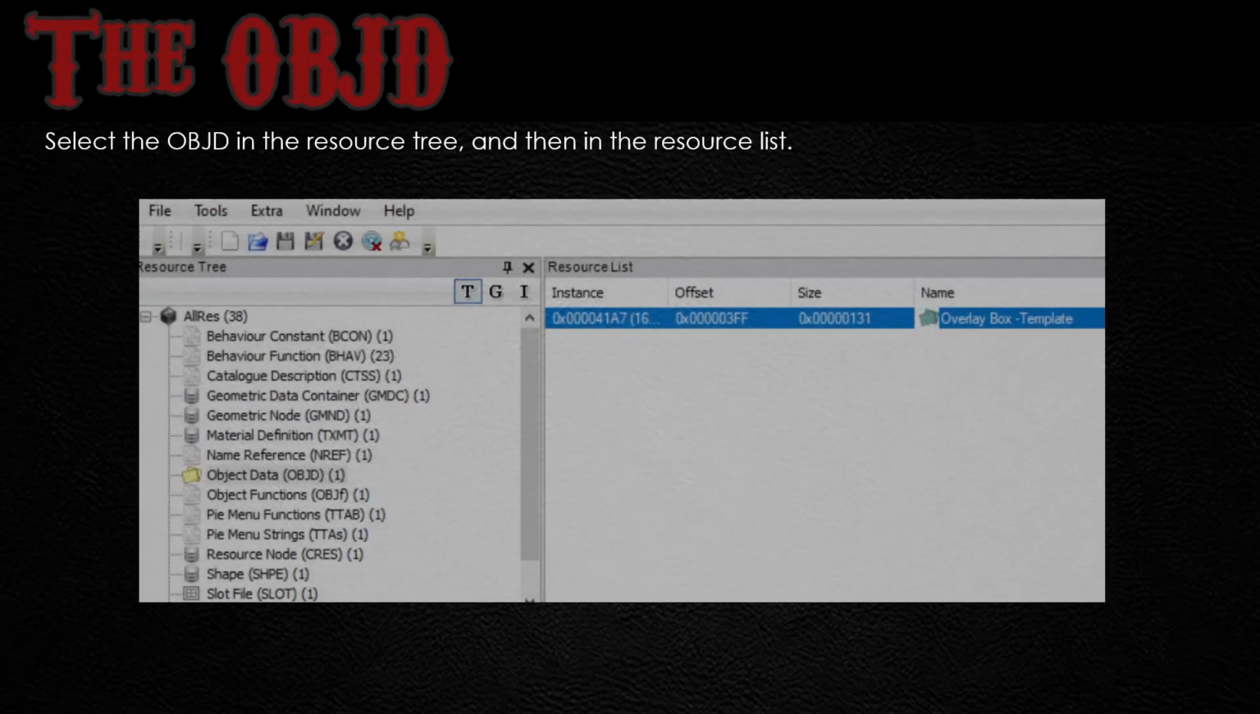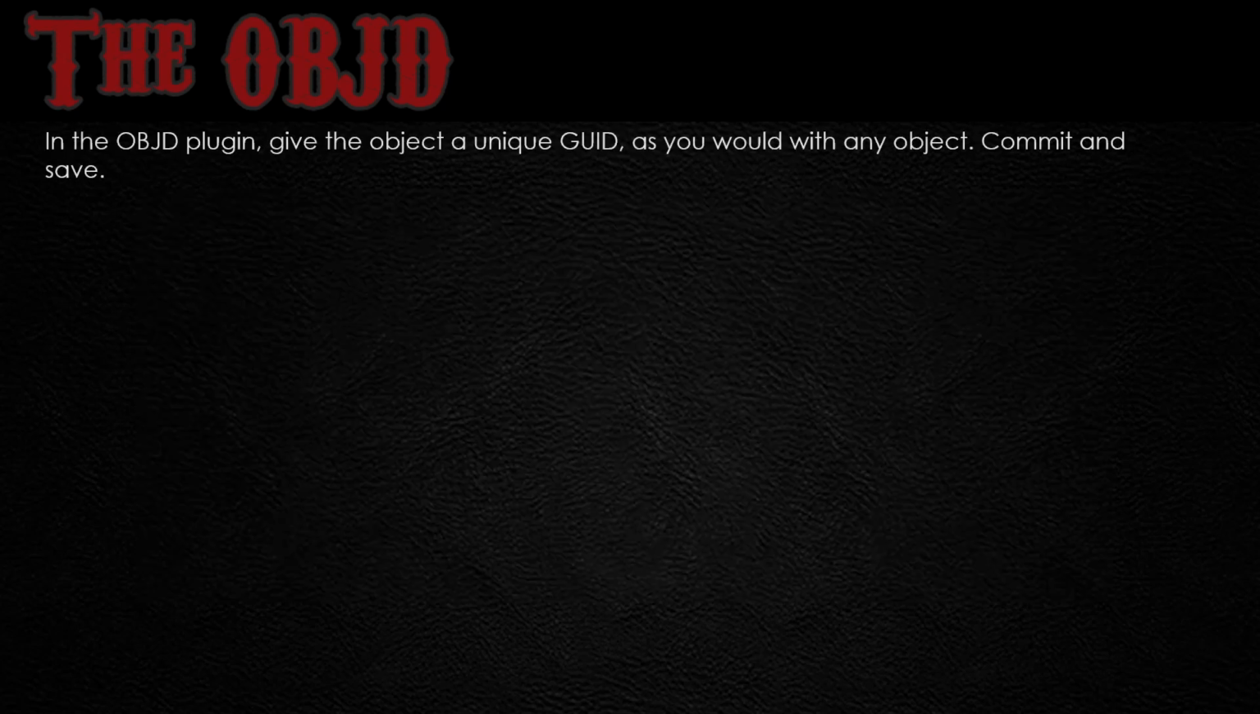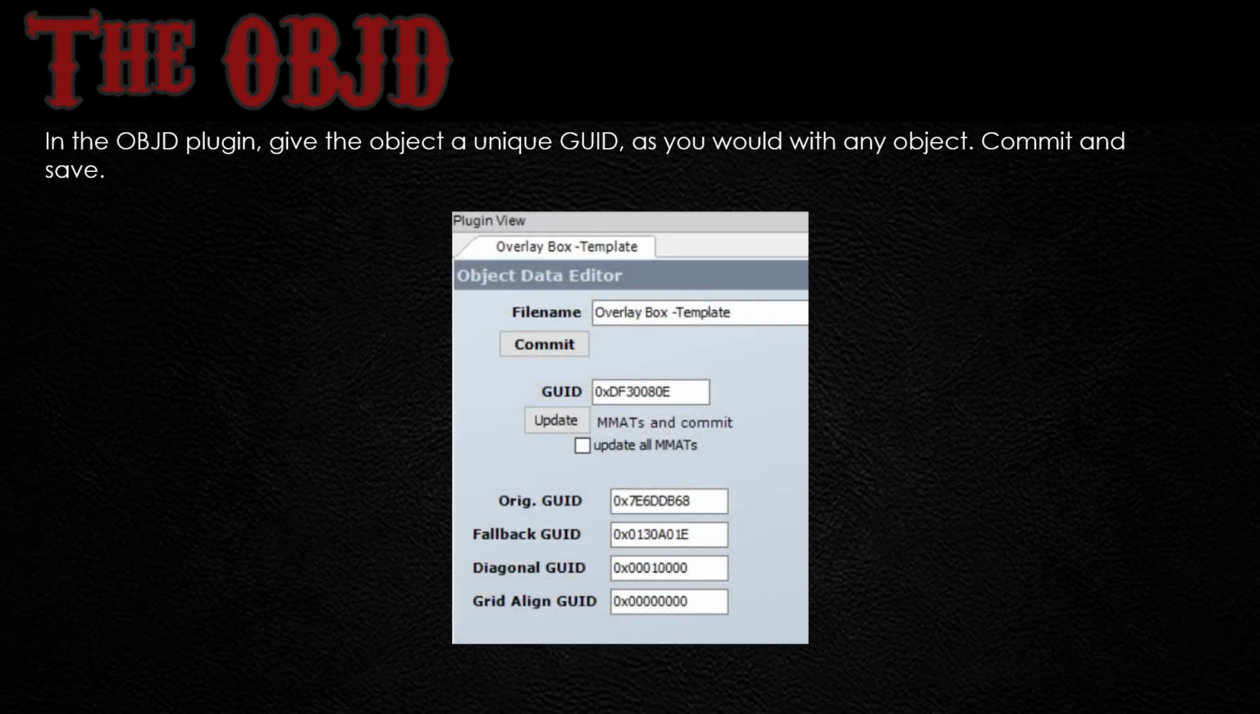The OBJD. Select the OBJD in the resource tree, and then again in the resource list. In the OBJD plugin, give the object a unique GUID, as you would with any object, then commit and save.